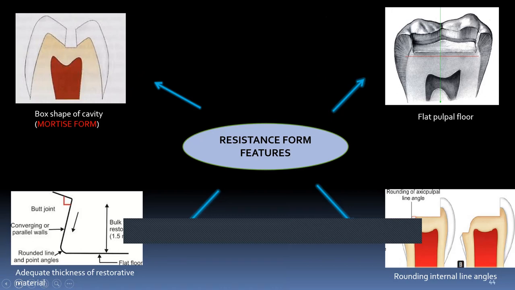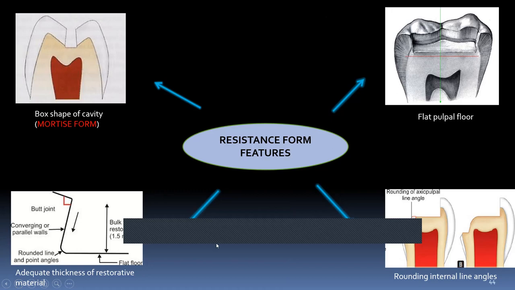So this is the diagrammatic representation. You can see the box shape of the cavity, which is also known as the mortise form. Then there should be a flat pulpal floor. Then the rounding of the internal line angles. There should not be any sharp corners, that is, the rounding of the internal line angle.